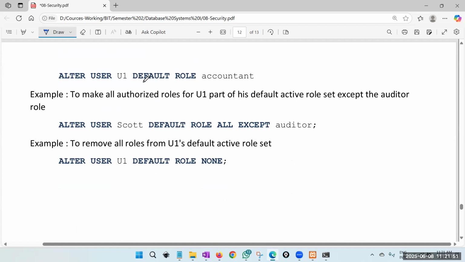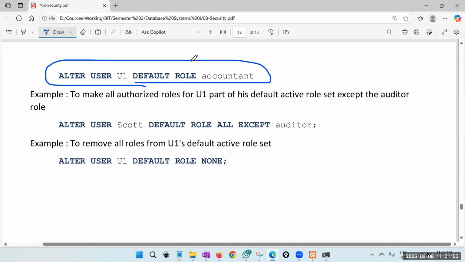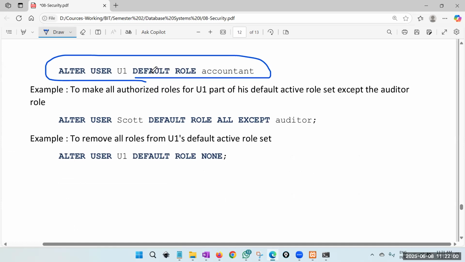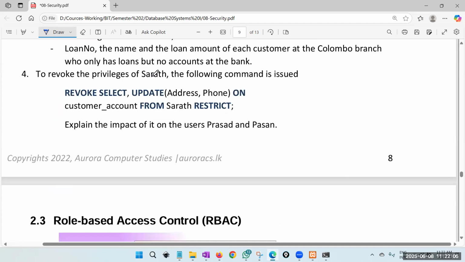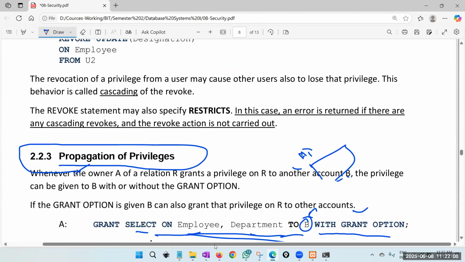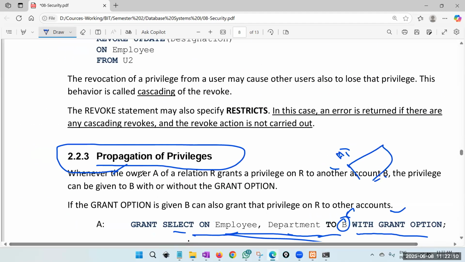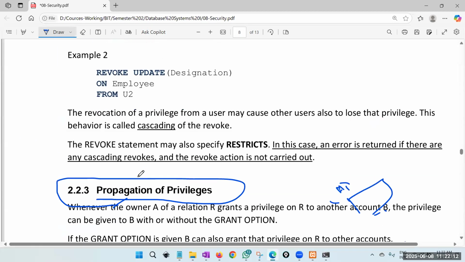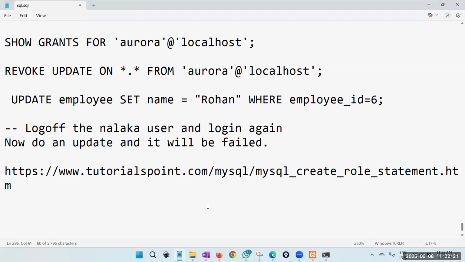You can assign your default role also. So you have multiple roles, but only one role can be assigned as a default role. That is just for management things. Okay. And that's it. Is it clear? Now your syllabus is over. Your syllabus is fully over, database side, not other topics.